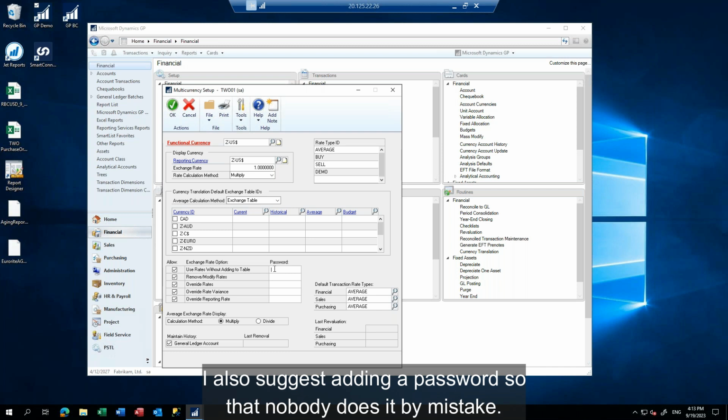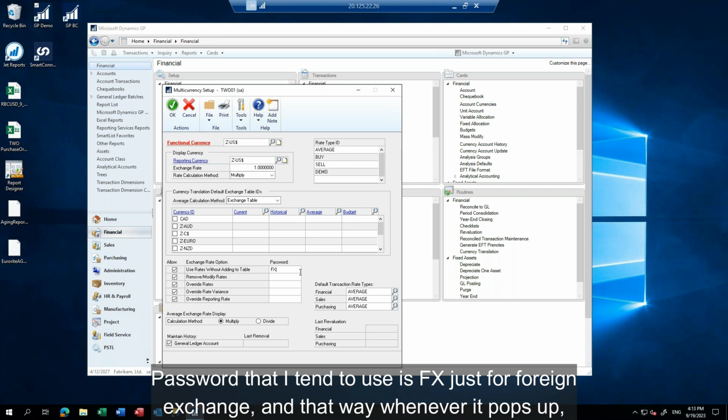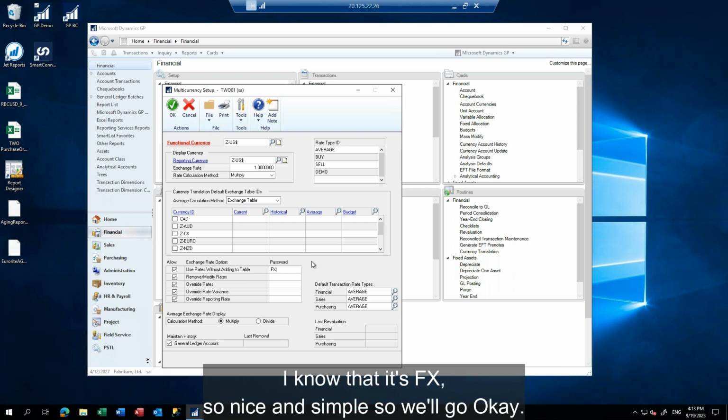I also suggest adding a password so that nobody does it by mistake. The password that I tend to use is FX, just for foreign exchange. And that way, whenever it pops up, I know that it's FX. So nice and simple. So we'll go OK.